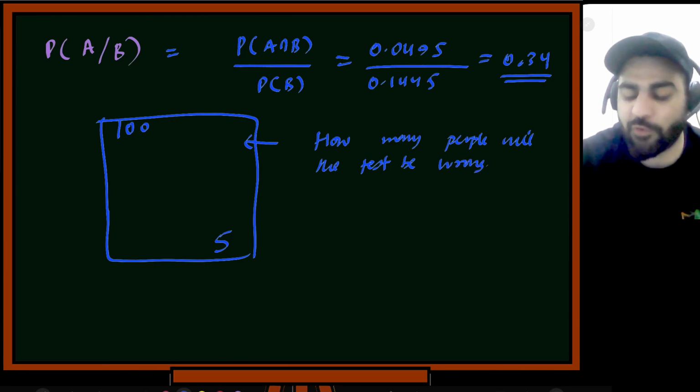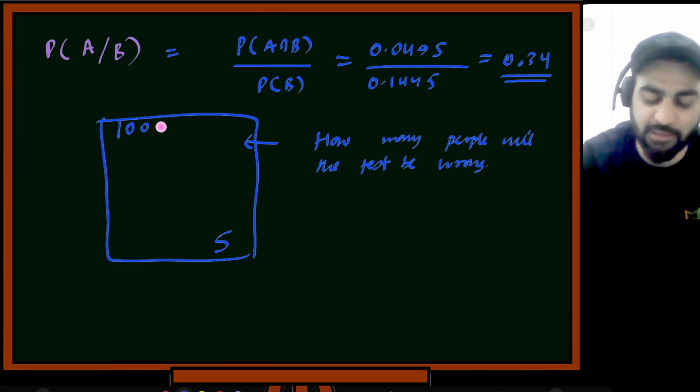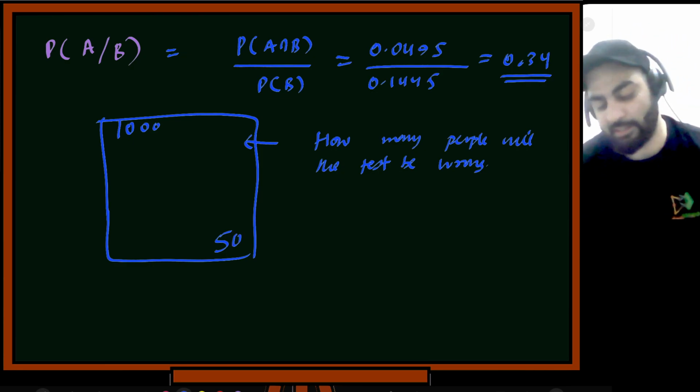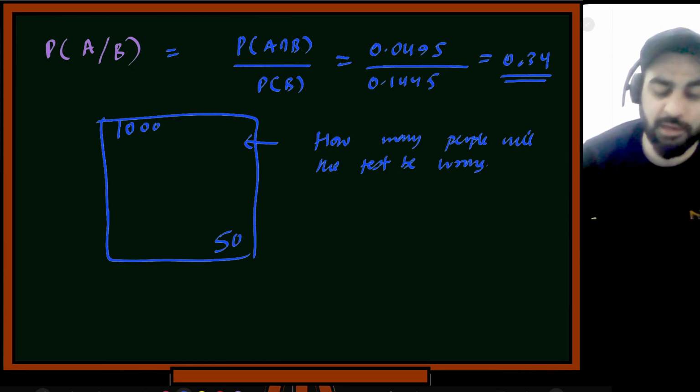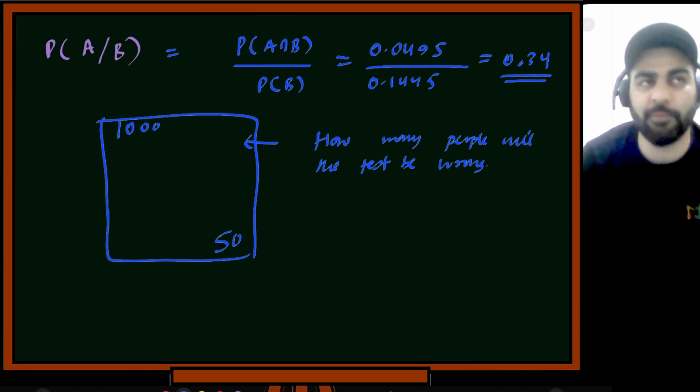Tell me about this. Like, for how many people will the test be wrong? Out of 100, let's scale it up. So out of 1,000, there are 50 patients, something like this. So if you perform 1,000 tests on 1,000 people, out of them 50 are actually diseased.